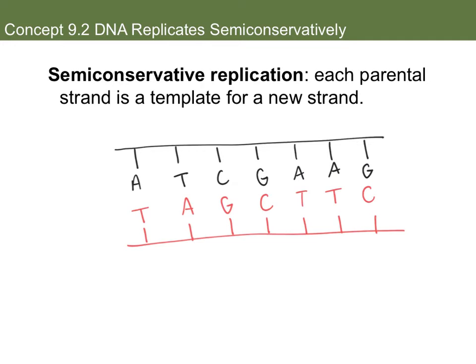drawn in red. Now, the other two theories that had been thought of as the method of replication were known as the conservative and dispersive replication. But it was Meselson and Stahl who definitively showed that it's semi-conservative replication that is the method of how DNA replicates.